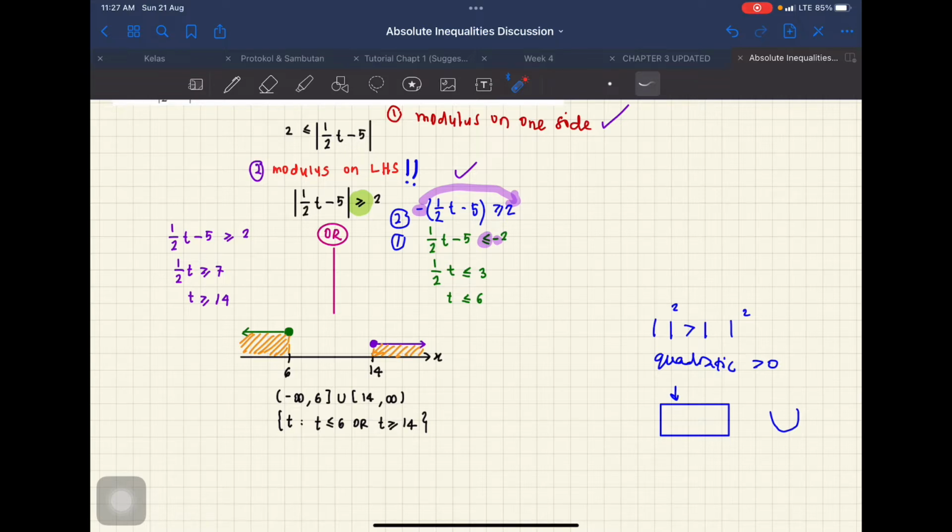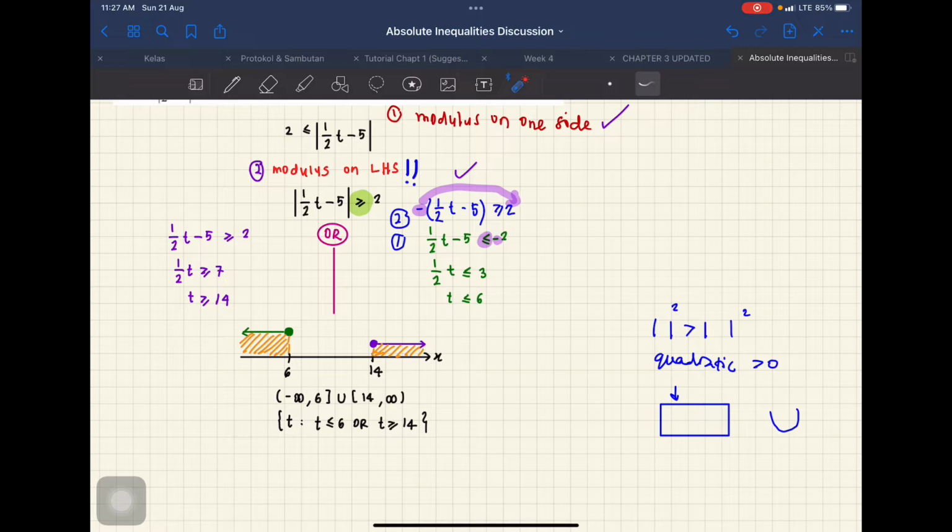But we don't want our answer in just shaded area. We want it to be written in a mathematical form, either in interval form or solution set sahaja. Awak mesti tukarkan bentuk dia kepada yang ini. Kita tengok dulu belah kiri. Dia start daripada mana sampai mana. It starts with negative infinity and it ends with 6. And it has color over here, so it's gonna be close bracket.